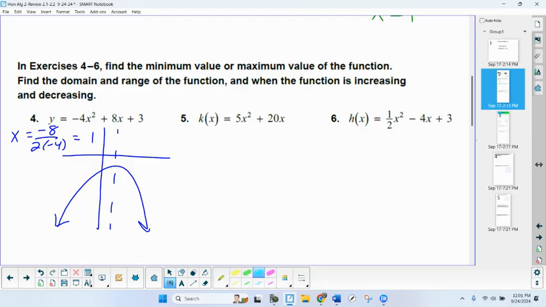As you read from left to right, my graph is what? It's increasing until you get to 1. So it's increasing for values of x that are less than 1. Now, once I get to 1, I'm what? Decreasing. So it's decreasing for values of x that are greater than 1. Are you guys getting better at the increasing, decreasing thing?